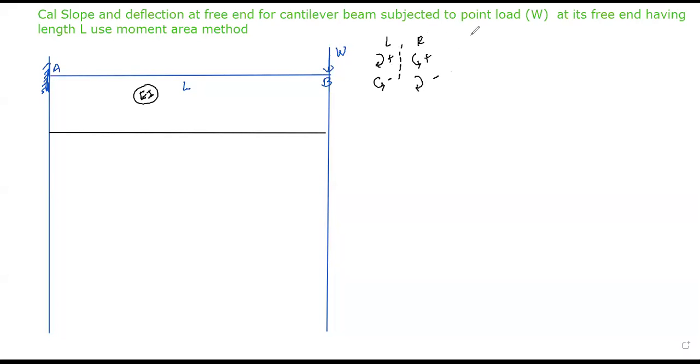Okay, so now let me calculate moment at point B. Right side. So just near point B, cut the section. Right side. What is the value of moment at point B? Can anyone tell me? If I take the moment from the right side of the section, how much moment will come at point B?